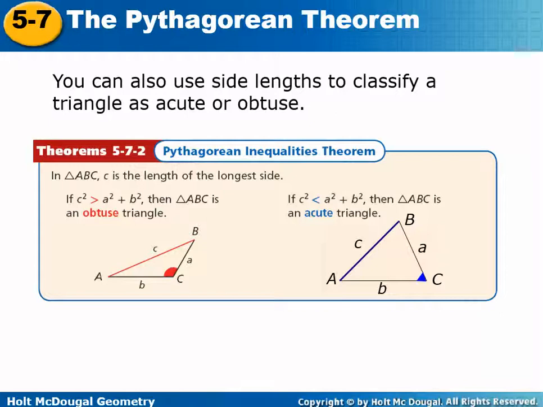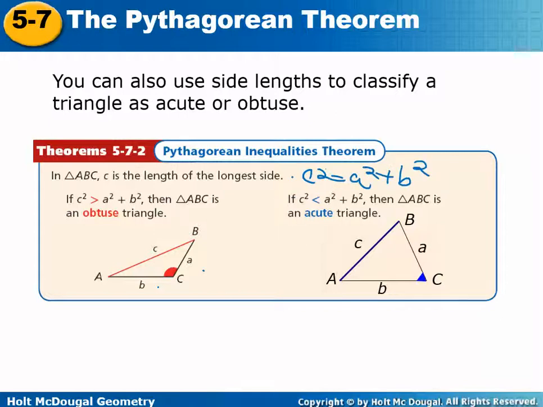And there's also two inequality theorems that come in very handy. If c is the longest length of a triangle, if c squared is greater than a squared plus b squared, then it's an obtuse triangle. If c squared is less than, then it's an acute triangle. Remember, if c squared is equal to, then it's a right triangle.